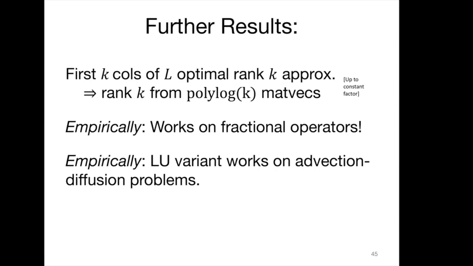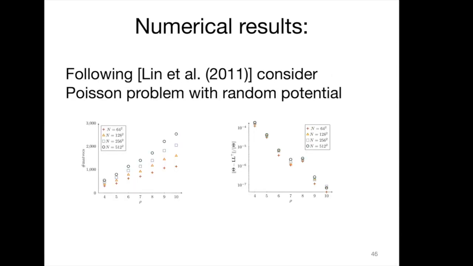And there's also the LU variant of this, which also works on advection diffusion problems. And so there are some numerical results. We see that as we increase this tuning parameter rho, the error drops at an exponential rate, as we would hope.